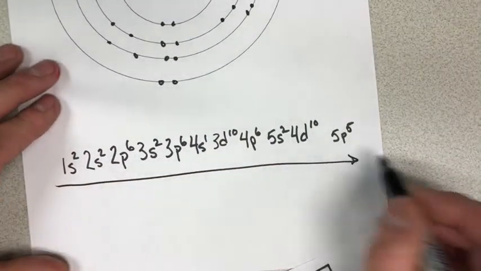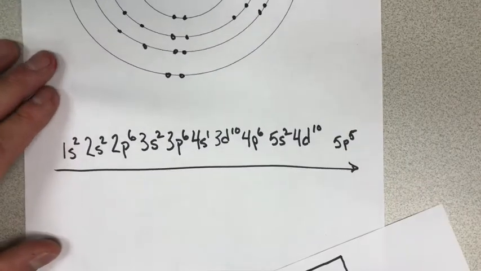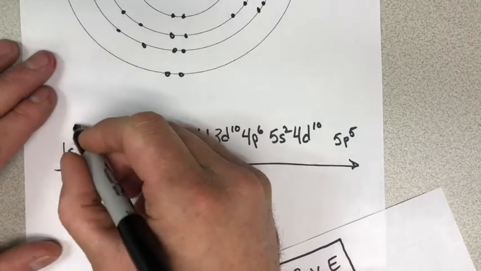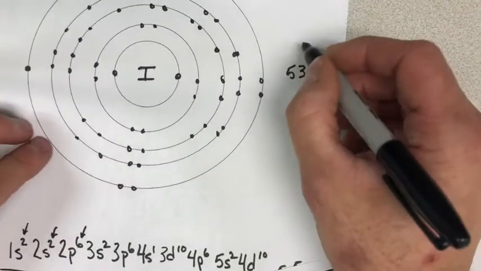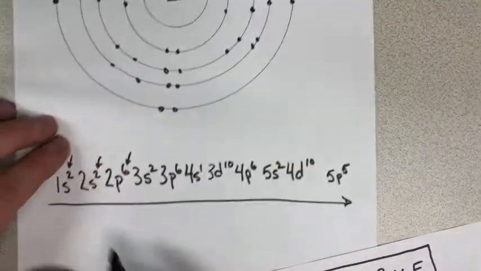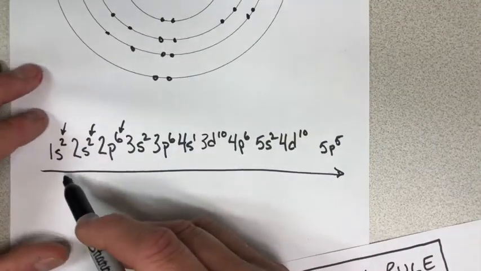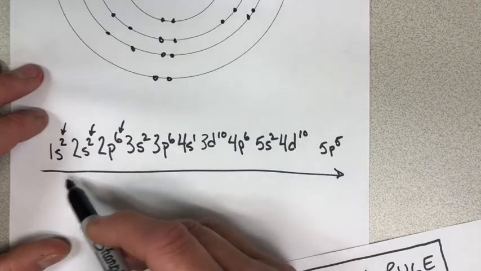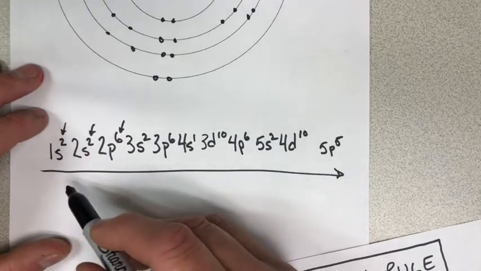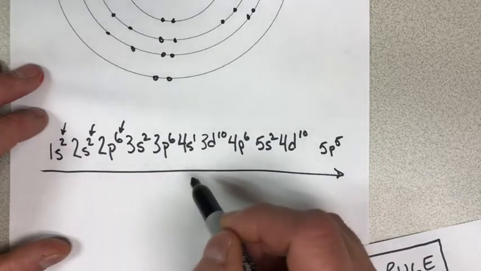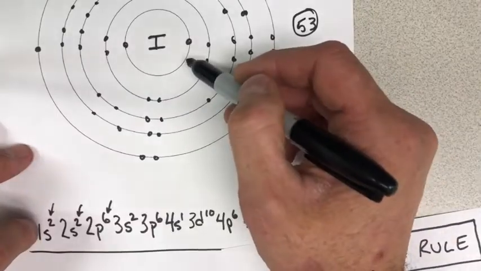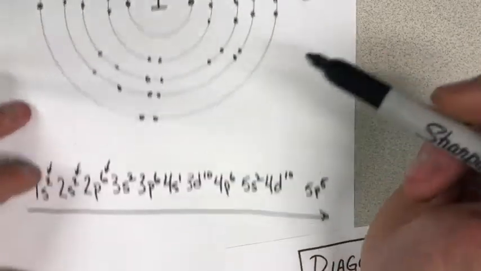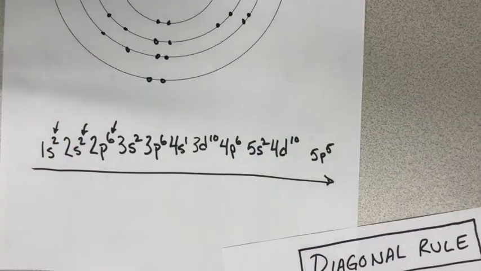Okay? 1s2, 2s2, 2p6, and so on. And when you add all these superscripted numbers up here, you're going to get the number 53. So the electron configuration shows you what energy levels and what orbitals and what sublevels are full of electrons from the very innermost energy level to the outermost level. Okay, so that's how the diagonal rule works.